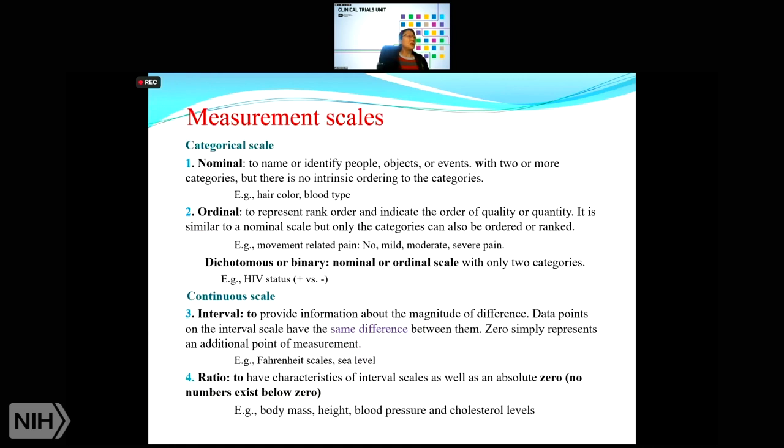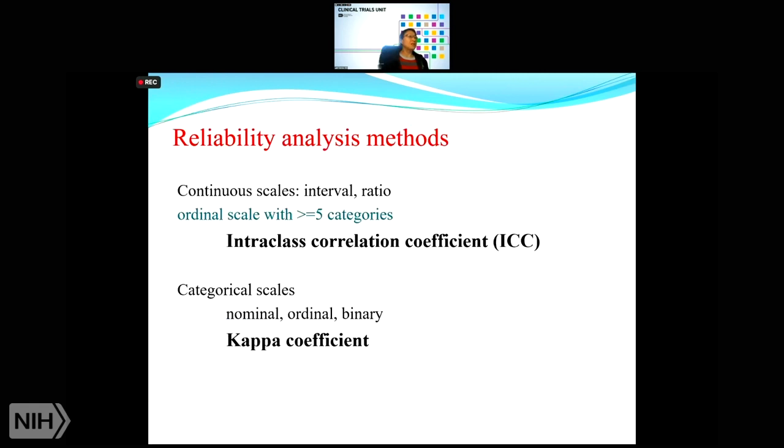The method used for reliability analysis depends on measurement scales. There are four types of measurement scales. These can be categorized into categorical scale and continuous scale. The categorical scale includes nominal and ordinal. The continuous scale includes interval and ratio. Therefore, for a continuous scale, which also includes the ordinal scale with five or more categories, we use intra-class correlation coefficient, or ICC, to evaluate reliability. For categorical scale, we use kappa coefficient.